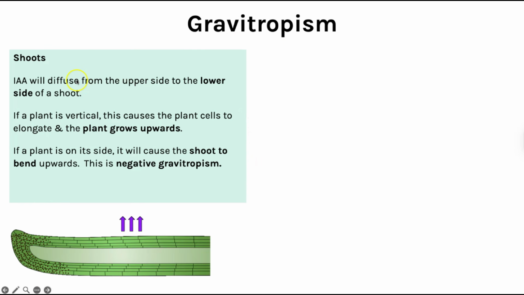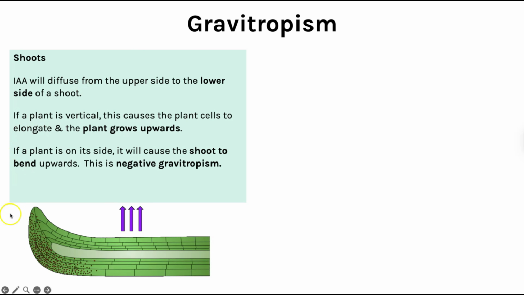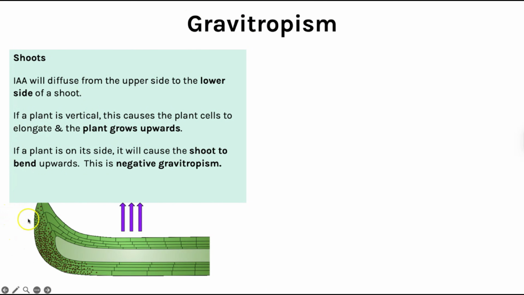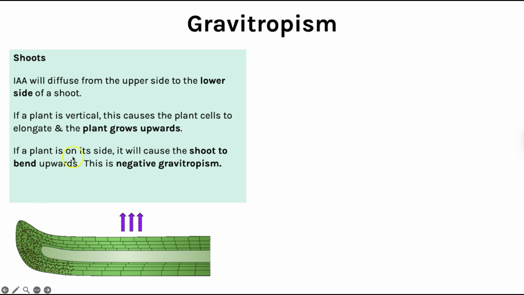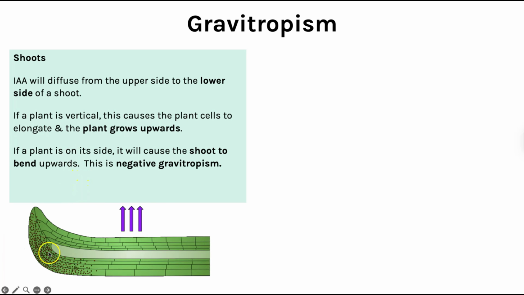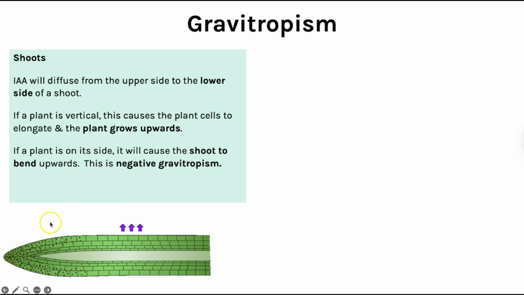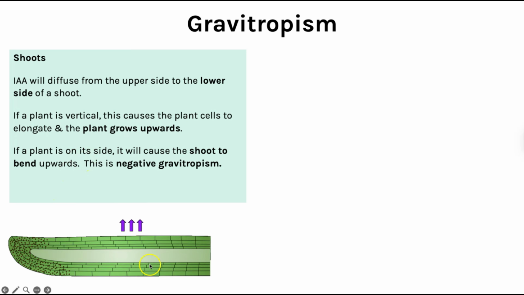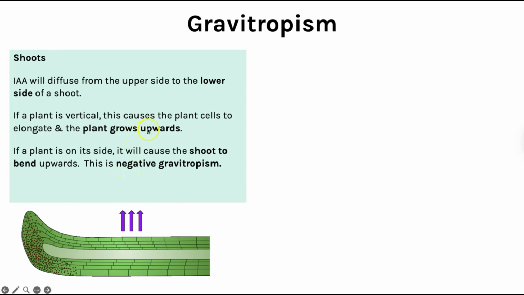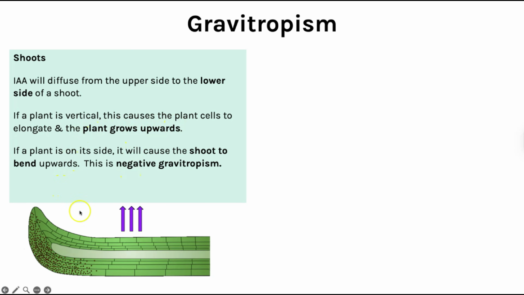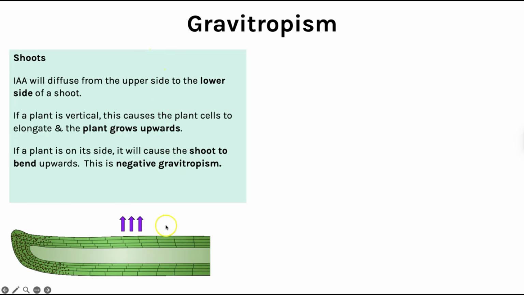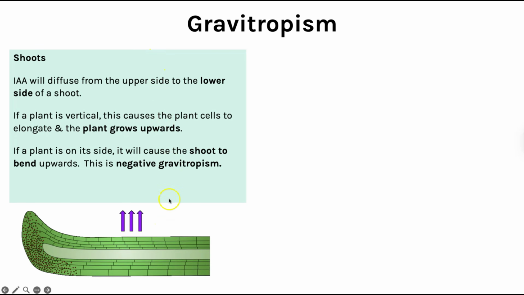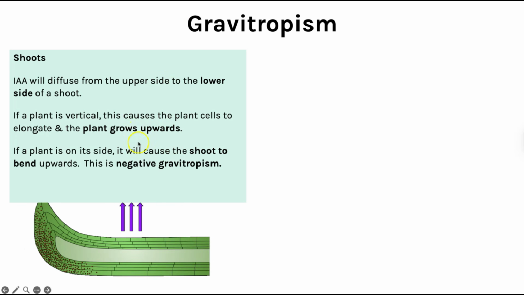With regards to gravitropism, in the shoots, again, IAA is produced in the tip of the shoot, and IAA will diffuse from the upper side to the lower side of a shoot. And if a plant is vertical, not lying down like we can see in this picture, this causes the plant cells to elongate and the plant grows upwards because the IAA would be moving down towards the bottom and those bottom cells will grow more.